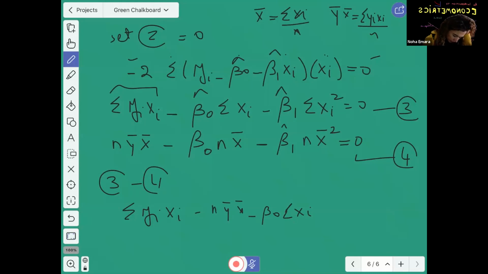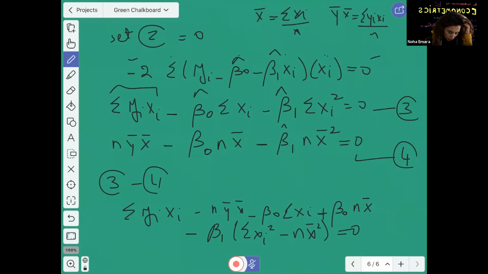Okay, and then plus beta naught n x bar. And then the last part is going to be beta 1, the sum of xi squared minus n x bar squared equal to 0.